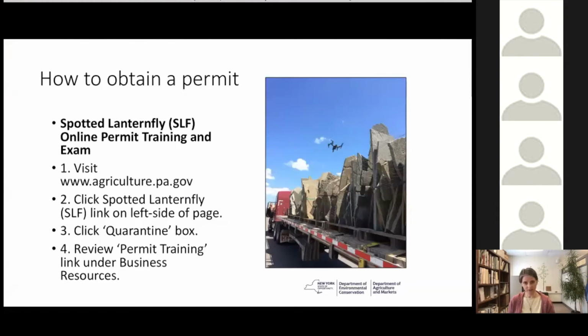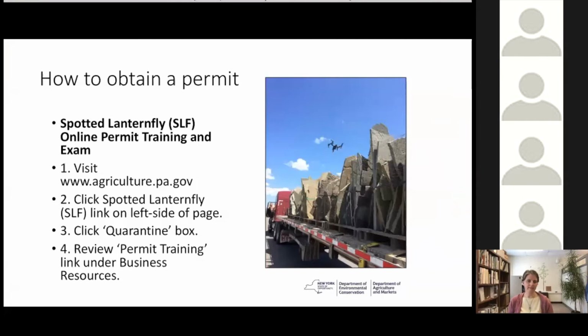Next slide, please. So how to obtain a permit or certificate of inspection? These are issued by the state in which you're moving the product out of or you're going into. So this is the link down in Pennsylvania. Most people are using the Pennsylvania permitting system. There is reciprocity amongst the states, so we will accept permits that are issued by Pennsylvania if you're coming out of New Jersey and the like.